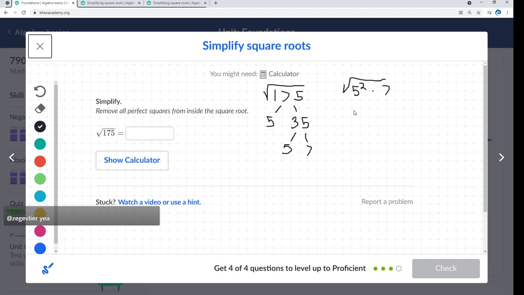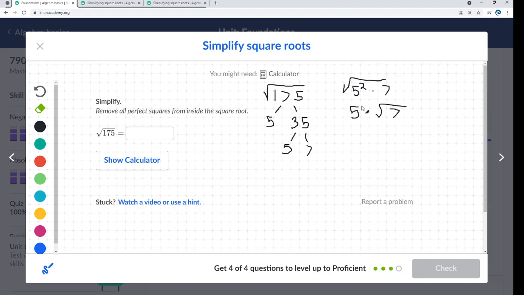And so this is going to become 5 times square root of 7. Right? No, I guess I can take out the little. Is that it?